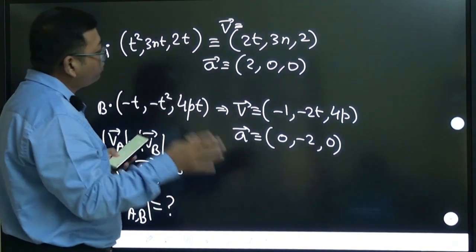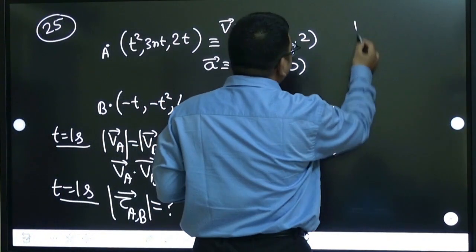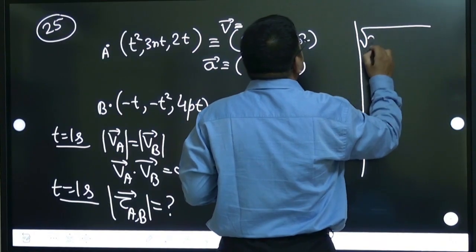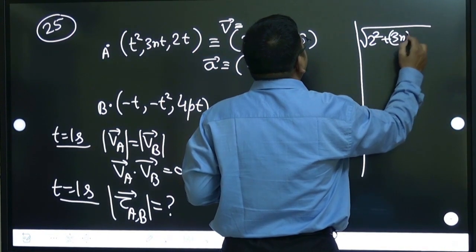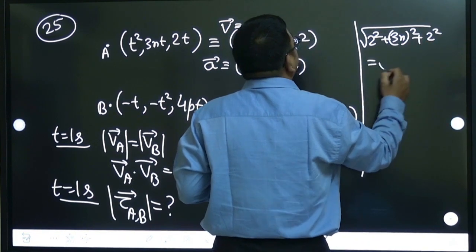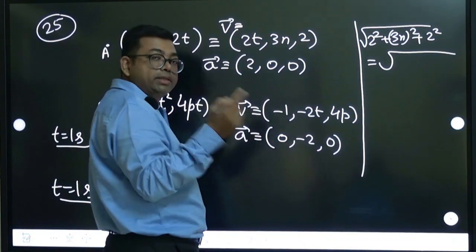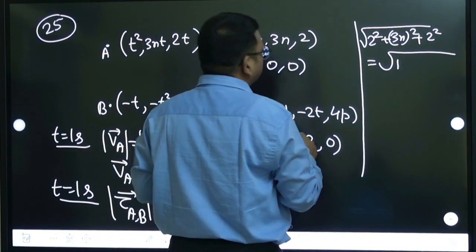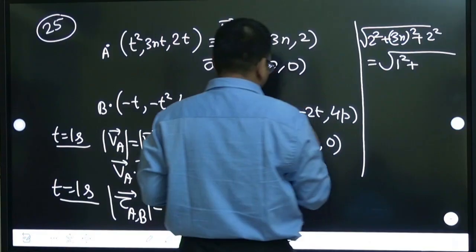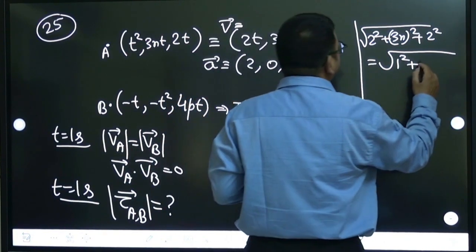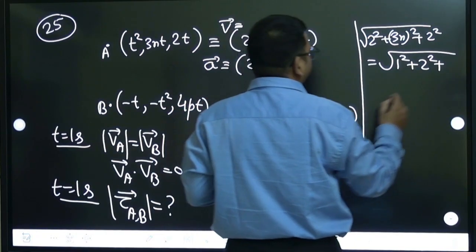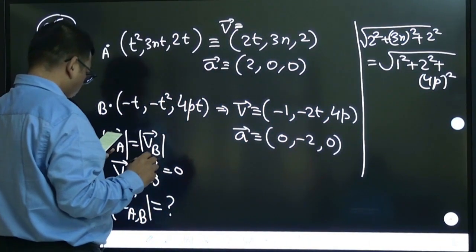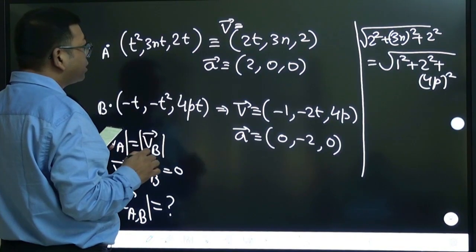So once you got this, first calculate that the magnitudes of velocities are equal. Note that at 1 second, here root under 2 square plus 3n whole square plus 2 square is going to be equal to the velocity of B at 1 second only. So root under this is 1 square plus this also 2 square plus 4p whole square. Check out these values once again. Is everything correct or not?